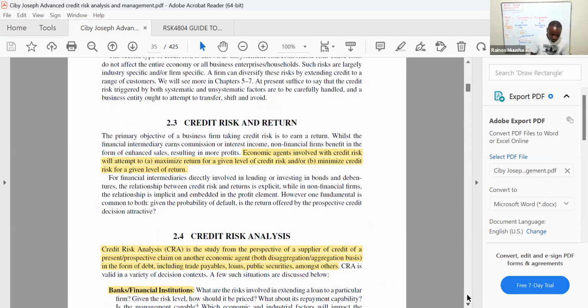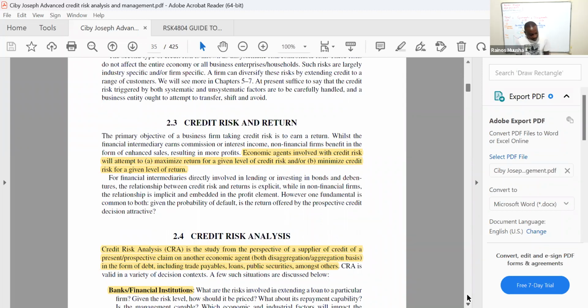Section 2.3, we also look at credit risk and return. And here they say, I'll read from the beginning of the paragraph: the primary objective of a business firm taking credit risk is to earn a return. While the financial intermediary earns commission or interest income, non-financial firms benefit in the form of enhanced sales, resulting in more profits. So economic agents involved with credit risk will attempt to maximize return for a given level of risk and minimize the credit risk for a given level of return.